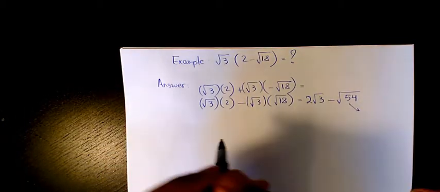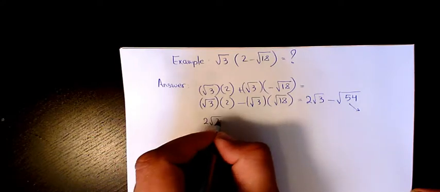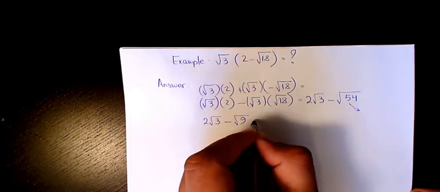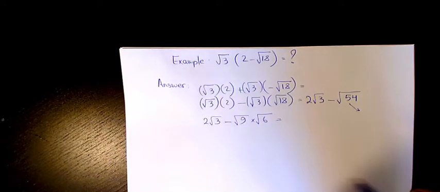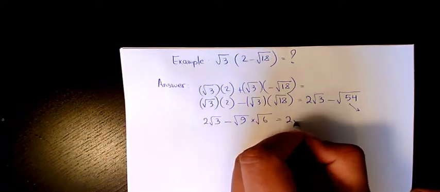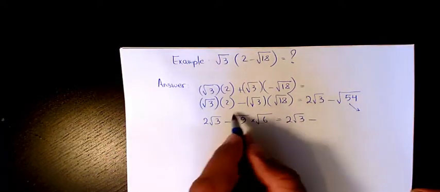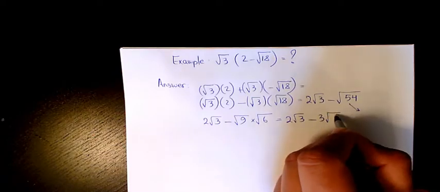Root 54, we know it's root 9 times root 6. The square root of 9 is 3, so it's going to be 3 root 6.